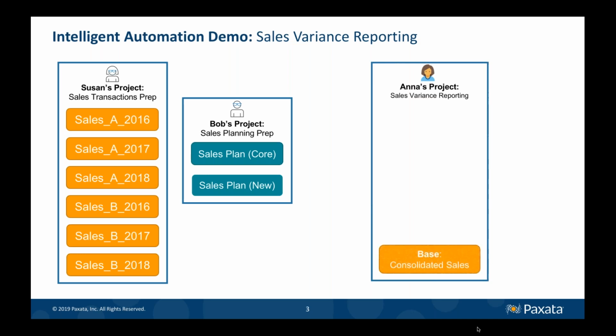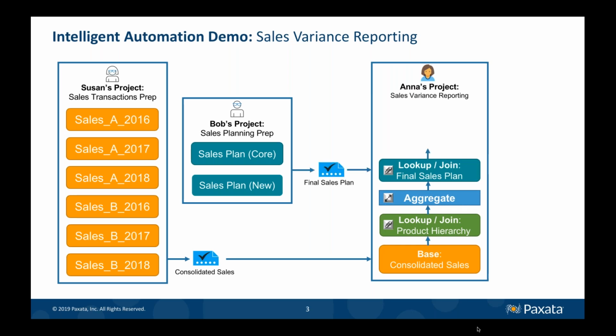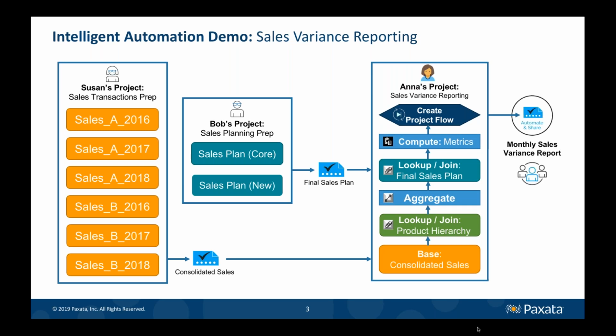And then Anna's project. And let's just build this out. So she started with the output from Susan's project. She merged in the product hierarchy information that was from an Excel file. She rolled it up at the monthly level, joined it up against Bob's output, which is the planning data, and then she used the steps reuse file to calculate all those metrics, ultimately being led to click on a button to produce the project flow. Beautiful. So now she's got the monthly sales report that's fully automated in an intelligent fashion, figuring out all the different dependencies.